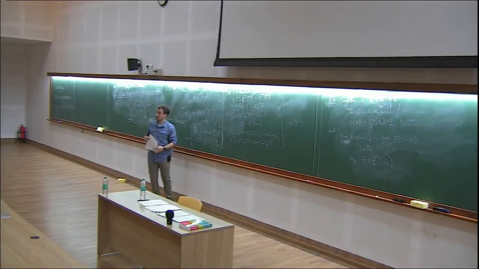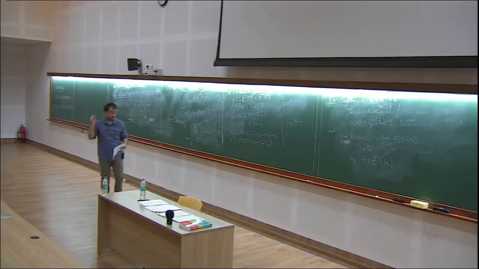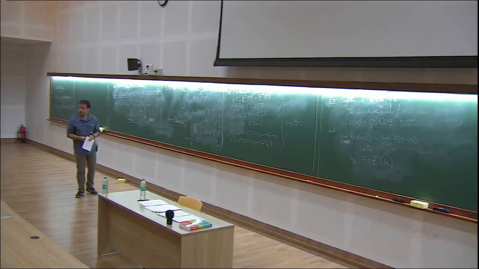Question? Yeah. So this for the real line. If I take a function that's supported on the real line and I take its Fourier transform, the Paley-Wiener theorem says that I have an analytic function in the upper half plane.